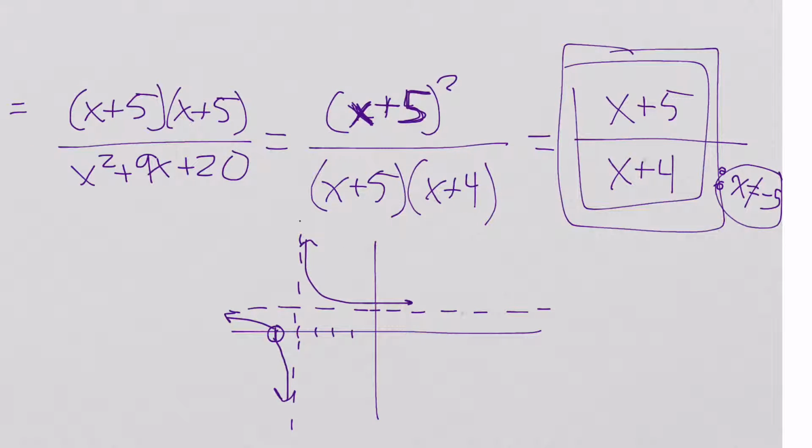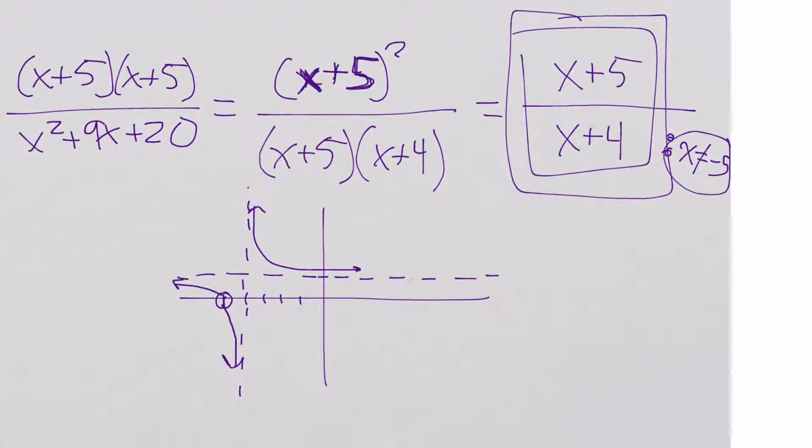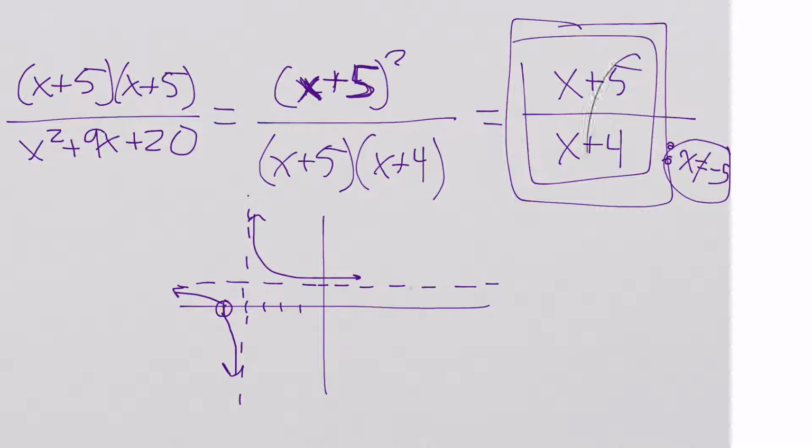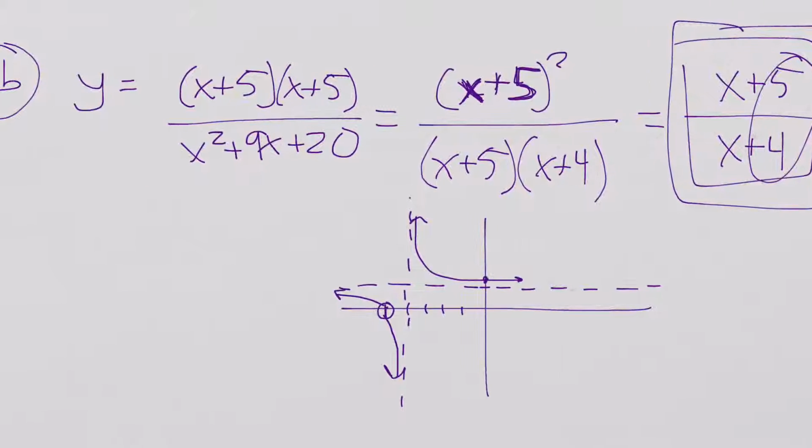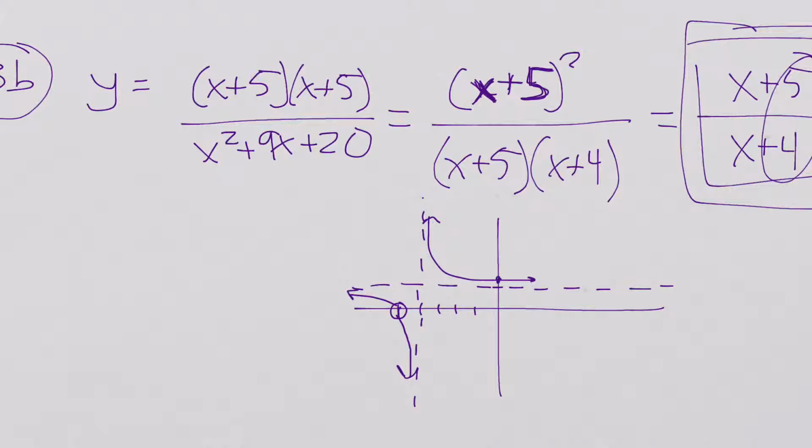You could find your y-intercept by plugging in 0 for x, and you'd be left with 5/4. So my y-intercept there is at 5/4. And I think that is all we're going to do for this function.